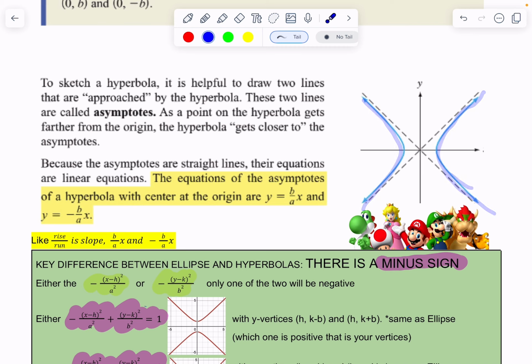None shall pass. Maybe I should have put a picture of Ganondorf. I don't know if you would get that reference.